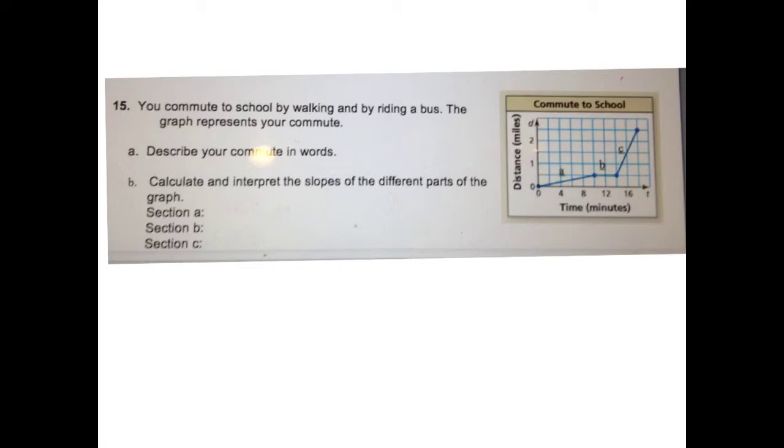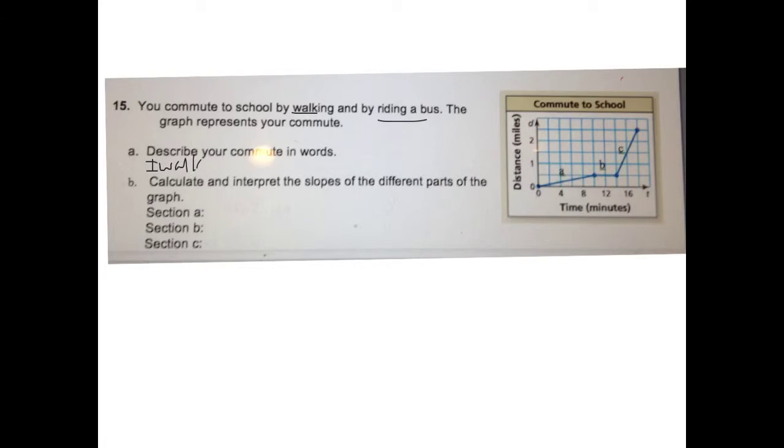It says you commute to school by walking and riding the bus. So you do two things. You walk for a little while, and then you ride a bus. The graph represents your commute. Describe your commute in words. So our commute is made up of 3 distinct parts. You have part A, part B, and part C. And it says you start by walking. So describe your commute in words.